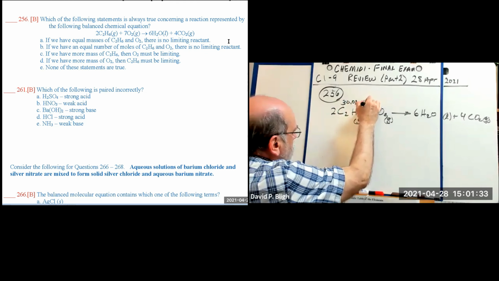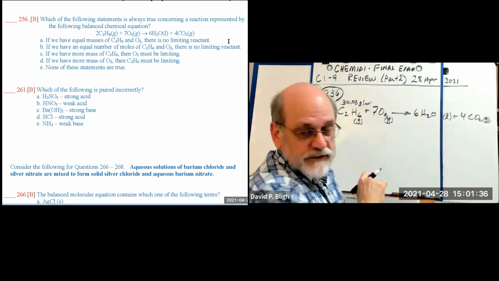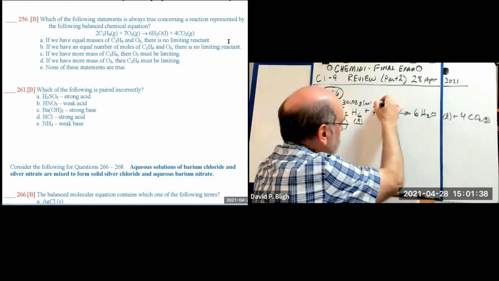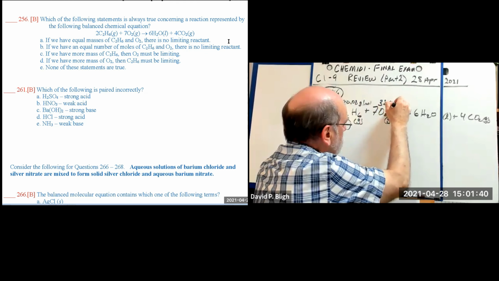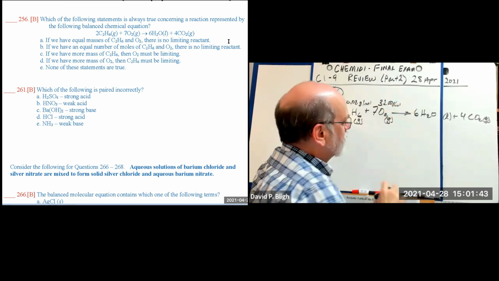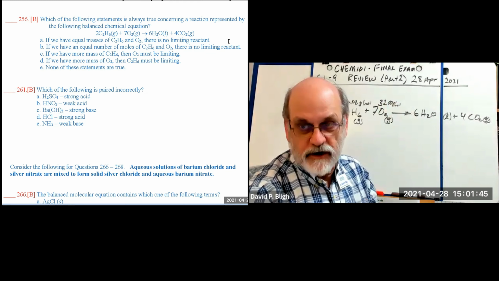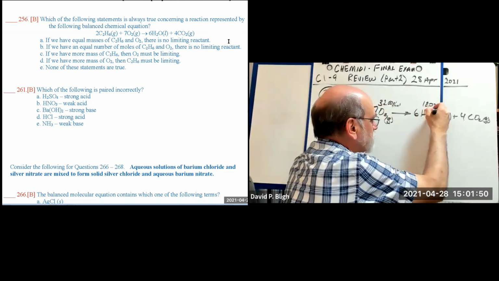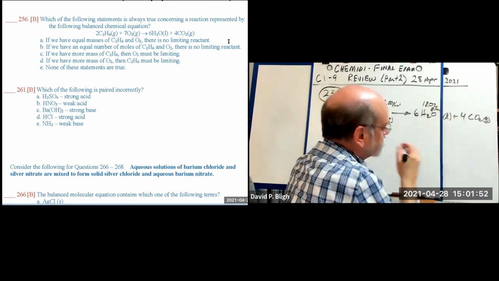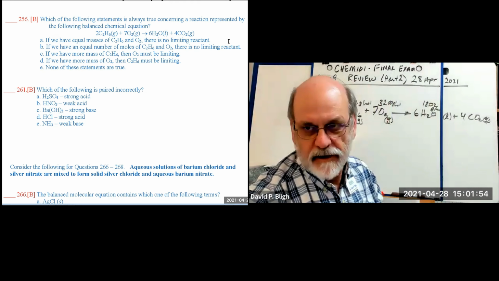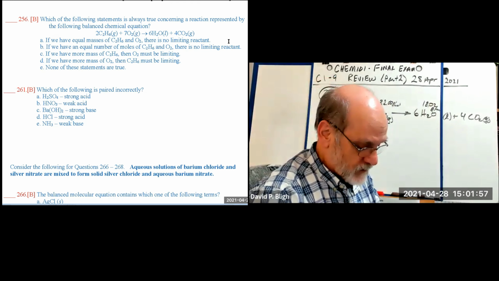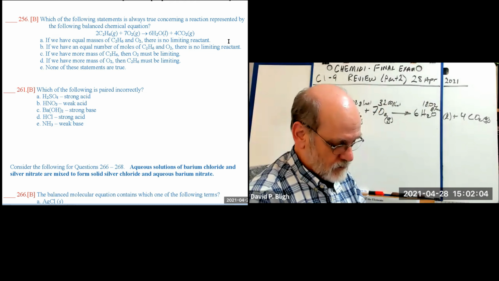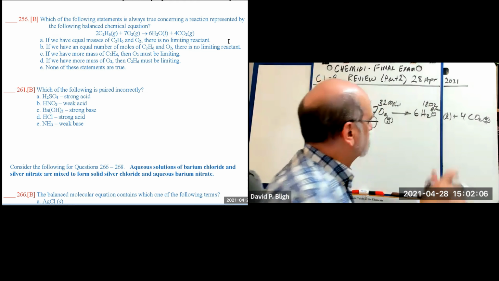Let me write that up here. 30.08 grams per mole. This one is 2 times 16, 32 grams per mole. How about water? We've done that often enough. That's 18.02 grams per mole. And carbon dioxide: 1 carbon is 12.01, correct? And then 2 oxygens, same as that, 32. 44.01.